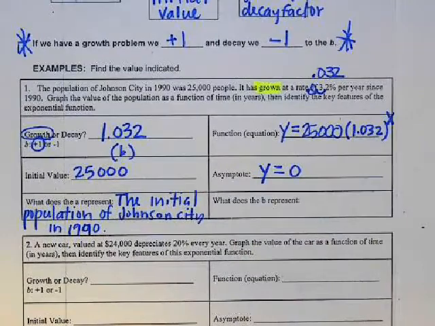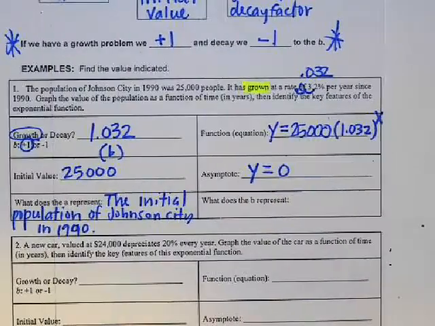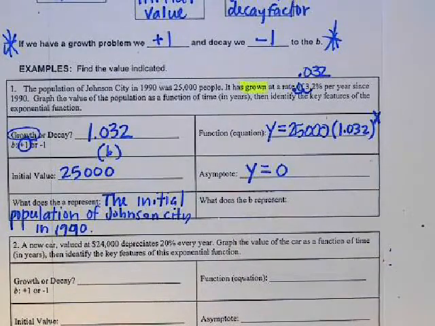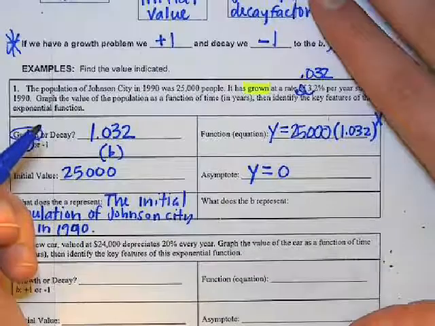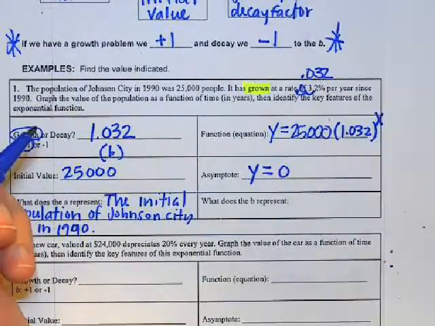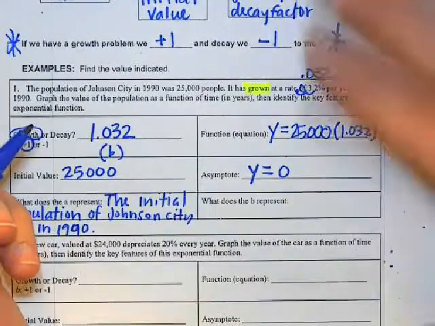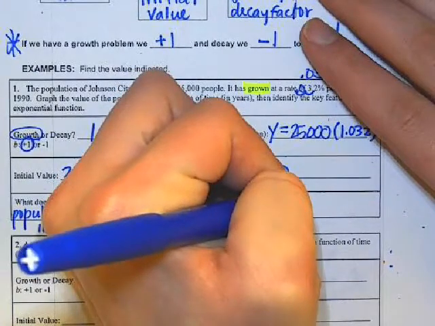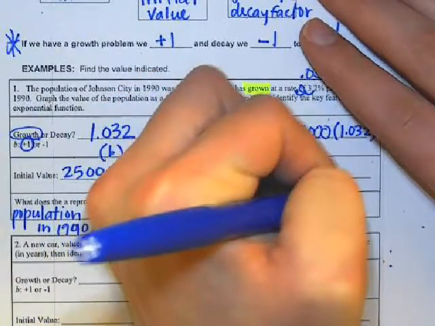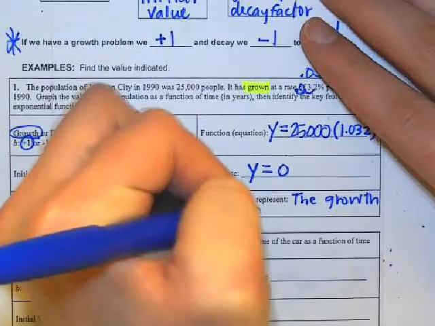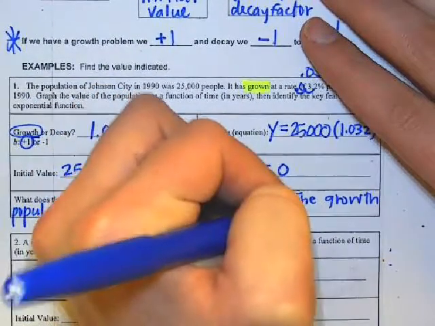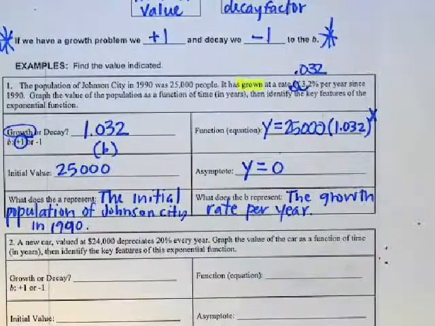Now, what does the B represent? The rate. The rate of what? The growth rate over what? Or per what? Years. So the growth rate per year. Good. The growth rate per year.